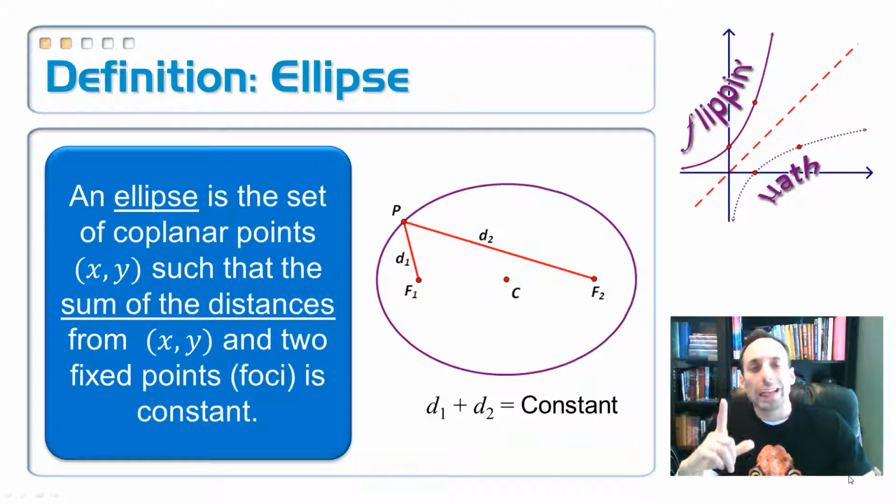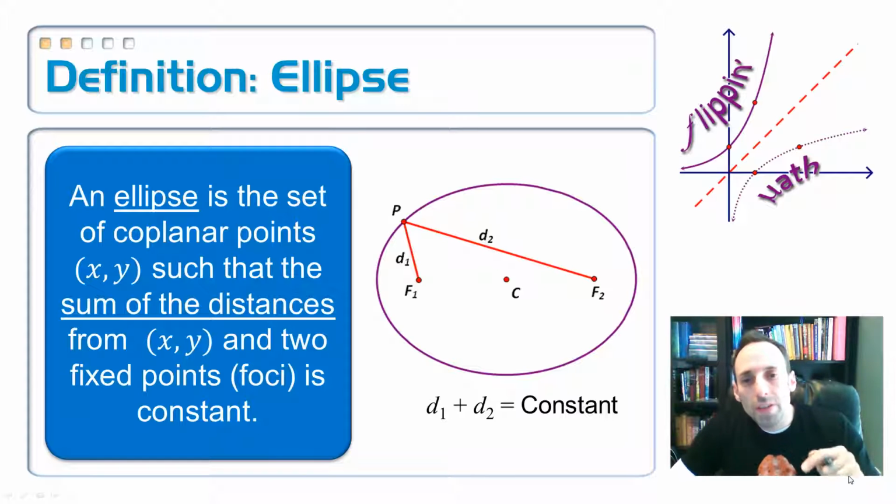So an ellipse is the set of all coplanar points x, y. So again, all points in one plane. It's a two-dimensional shape, such that the sum of the distances from that point, in this case point P here, to two other points, which are called foci, two focuses, plural is foci, is always constant.